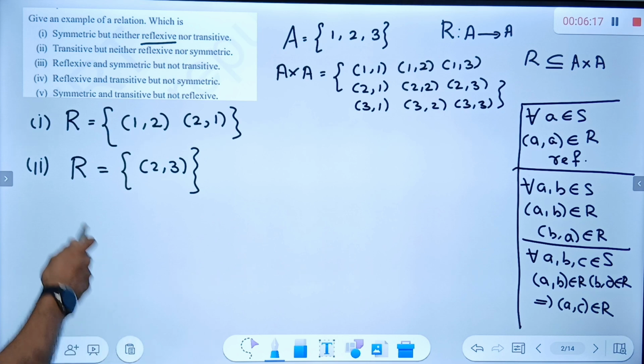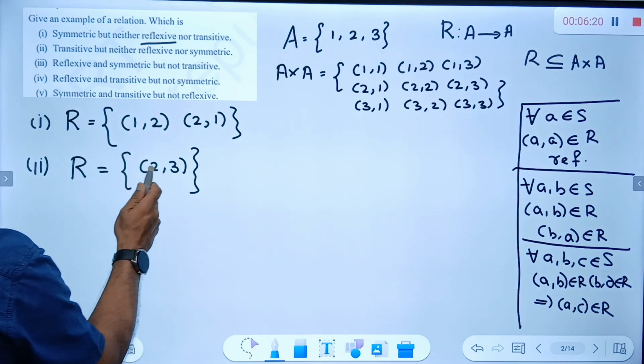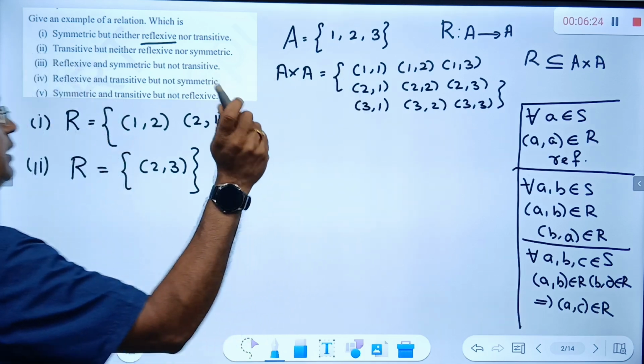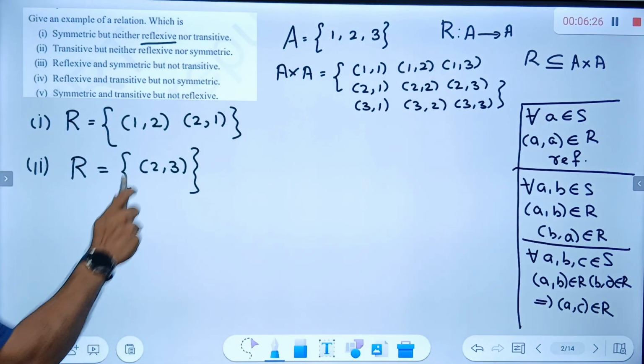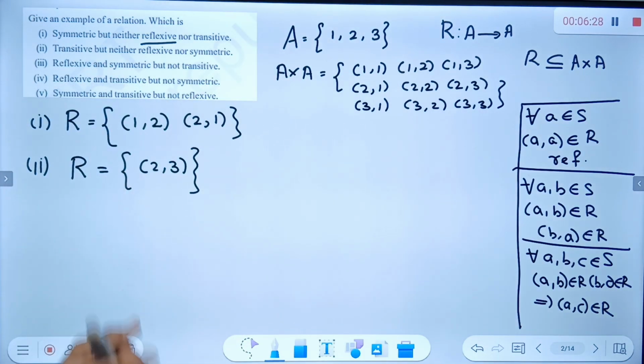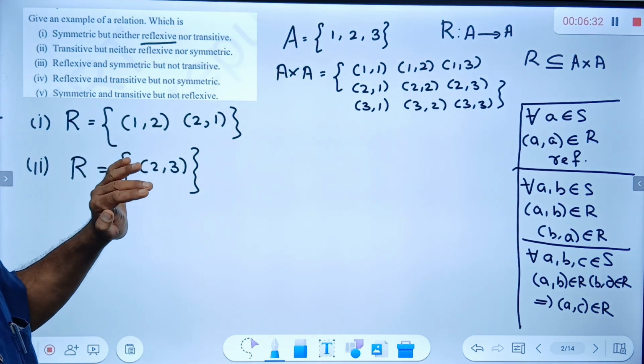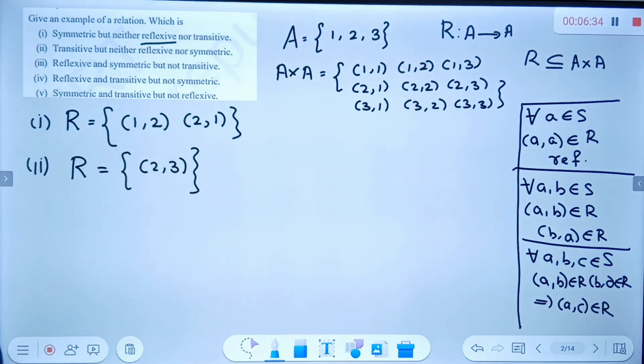So this is an example of a relation which is only transitive. It is not reflexive because 1, 1, 2, 2, 3, 3 is not there, and it is not symmetric because if 2, 3 is in R, you should have 3, 2. You don't have 3, 2 here, so it cannot be symmetric. Okay. Now let's go to the third example.